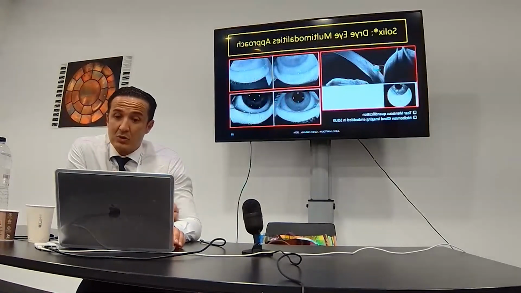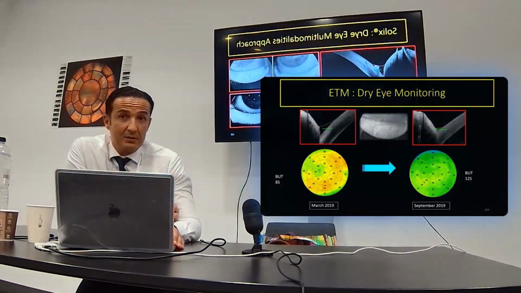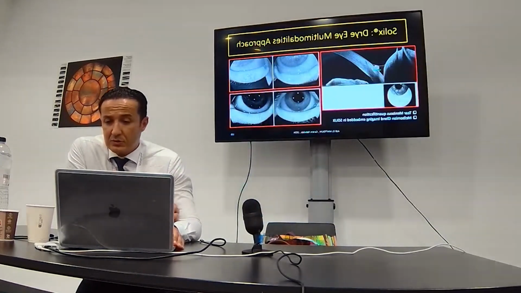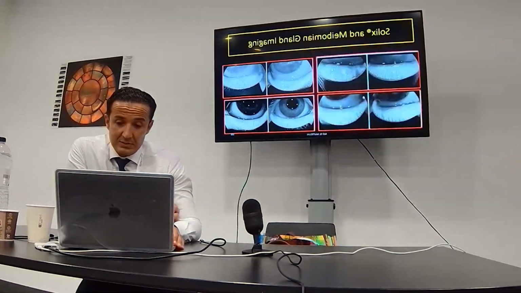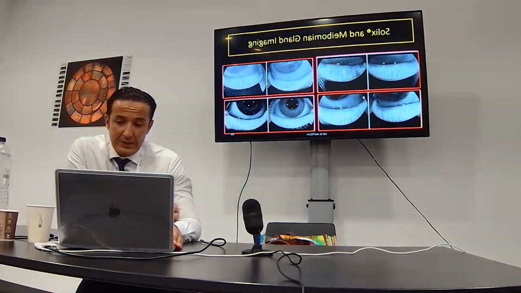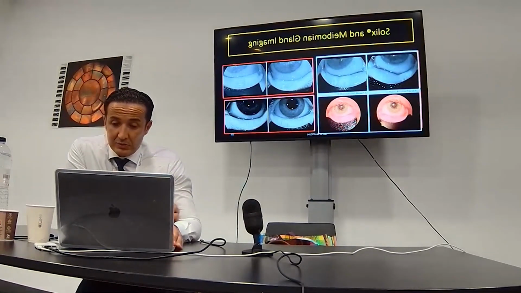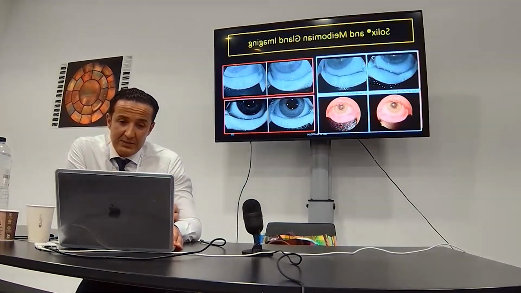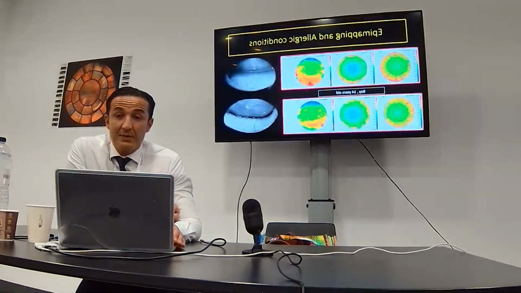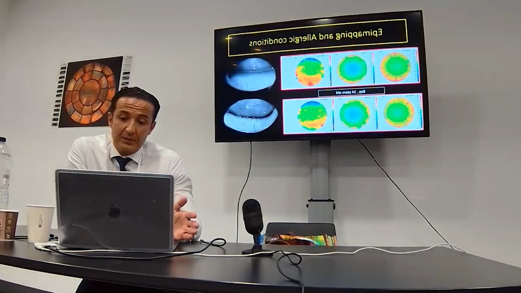And now, with the Solix platform, you can also have the meibomian gland imaging and also the measure of the tear meniscus. And this is a case of different meibomian gland dysfunction with the atrophy of the meibomian glands. You can also use the color mode to analyze the inflammation of the blepharitis. And you can make a good correlation between epithelium mapping and meibomian gland imaging.